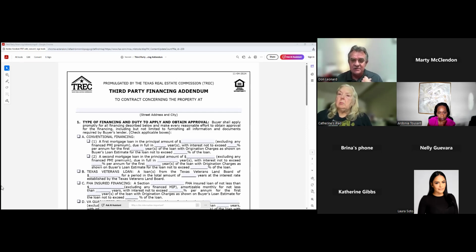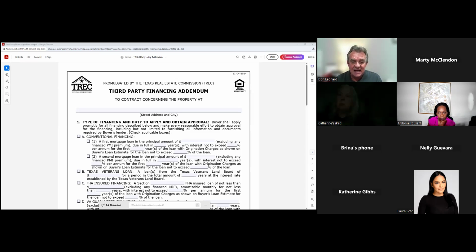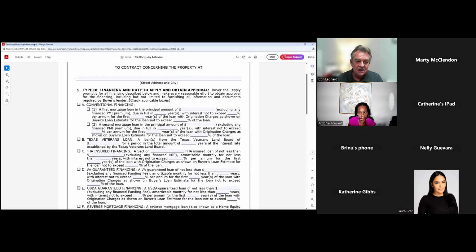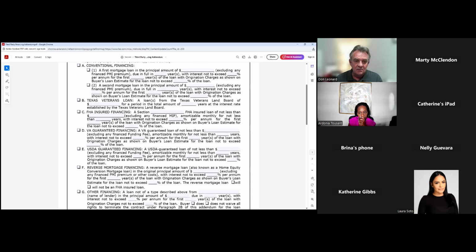All right. So going forward, looking at the document itself, it shows the different types of financing that could be used in this transaction. Trying to find my cursor here. Of course, the most common ones would be A, C, and D: conventional, FHA, and VA.